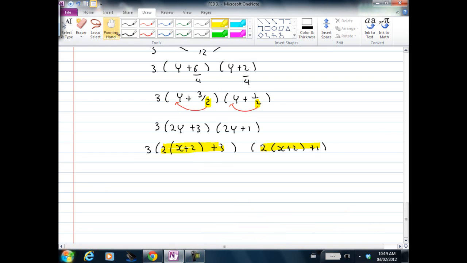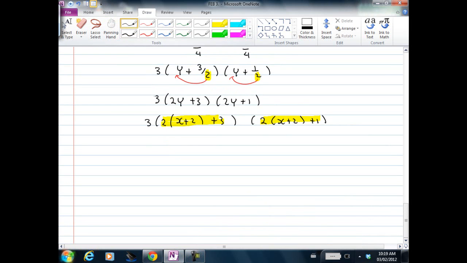Welcome back. So guys and gals, I'm going to expand and simplify this. Again, I'm going to show a lot of steps. This is going to be 2x plus 4 plus 3, 2x plus 4 plus 2. My final answer is 2x plus 7.